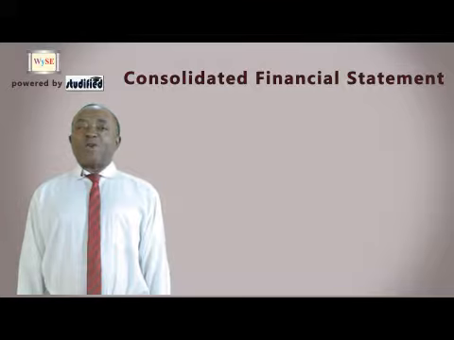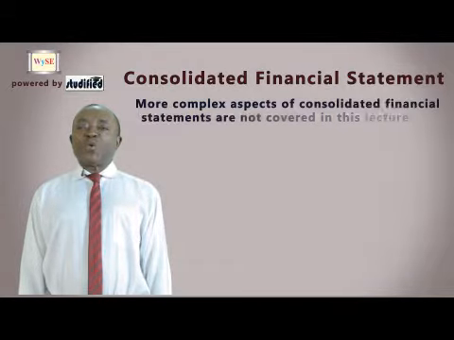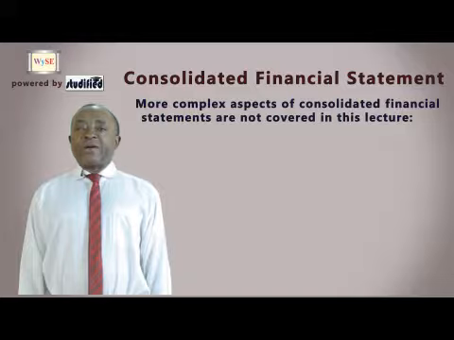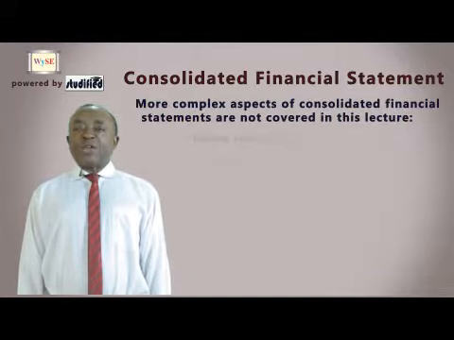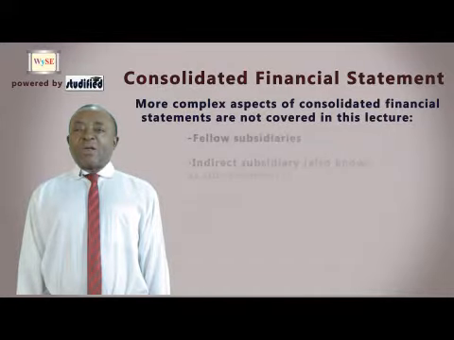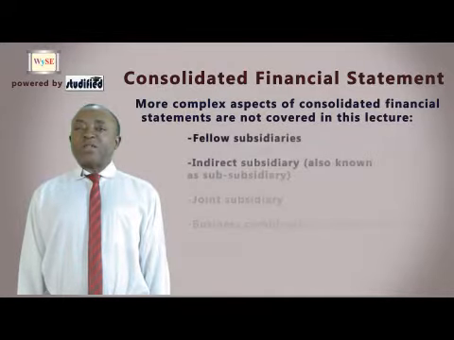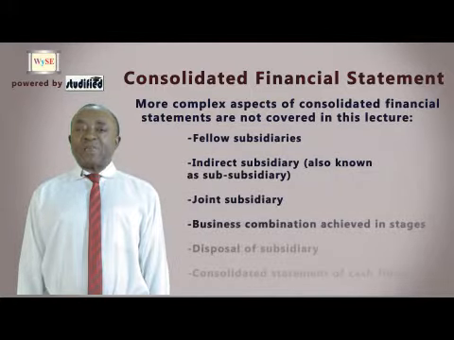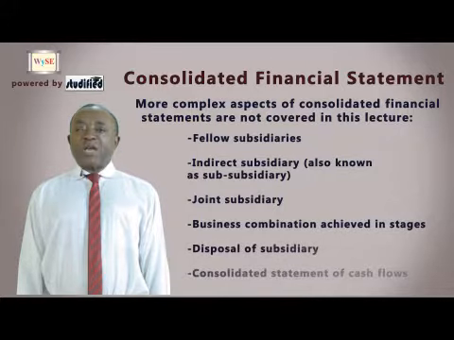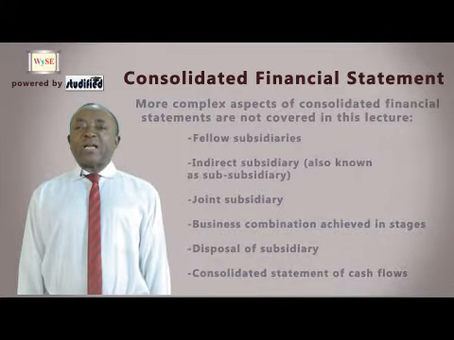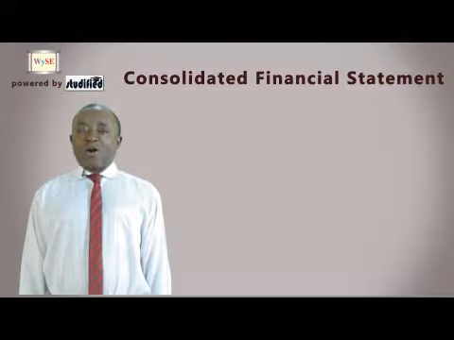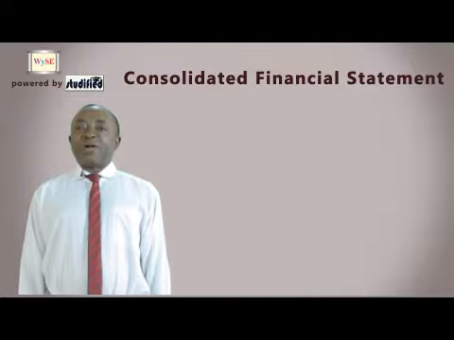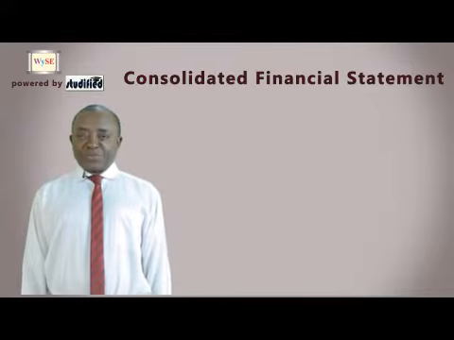We are not supposed to cover complex group situations such as indirect subsidiary, fellow subsidiary, joint subsidiary, and other complex topics like consolidated statement of cash flows, notes to the financial statements, and combination that's achieved in stages. They are not going to be covered. Those topics are meant for higher levels of the professional examination.